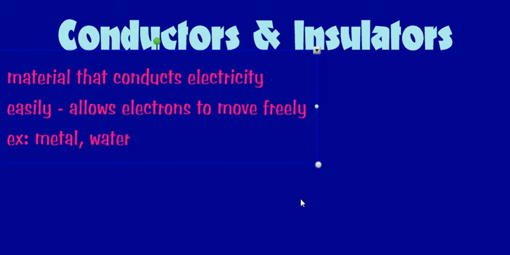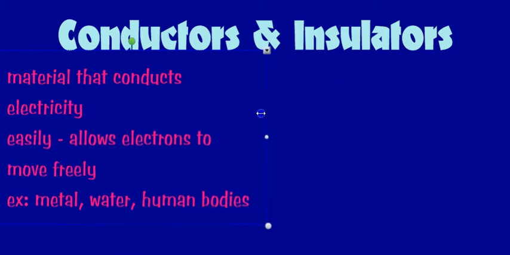We often think of water as a good conductor, but actually water is only a good conductor because of the impurities that it has in it. Pure H2O is actually an insulator. Because water is a conductor, human bodies are actually a good conductor as well, since we're made of about 70 to 80% water.